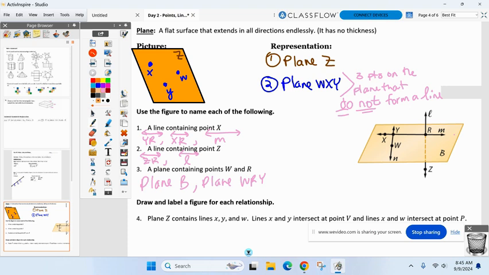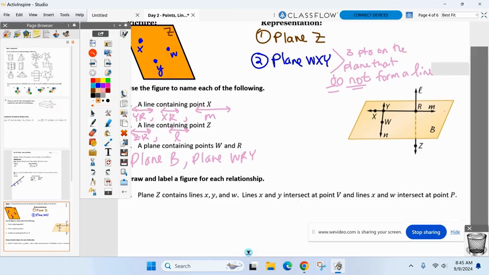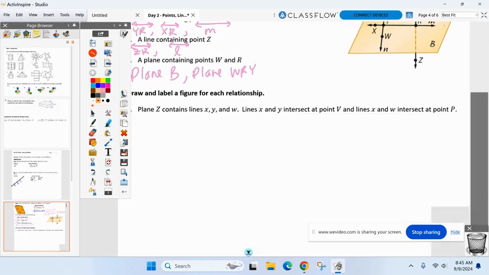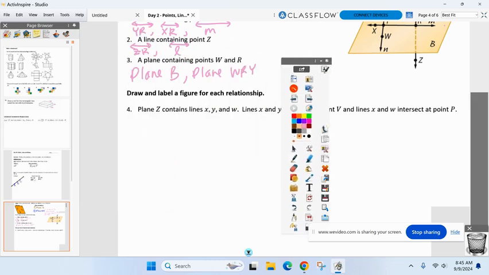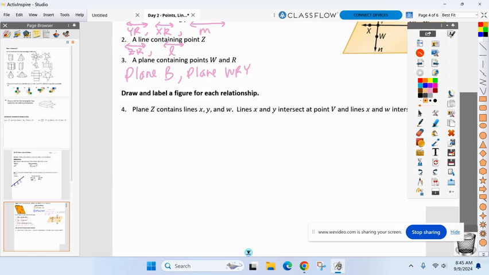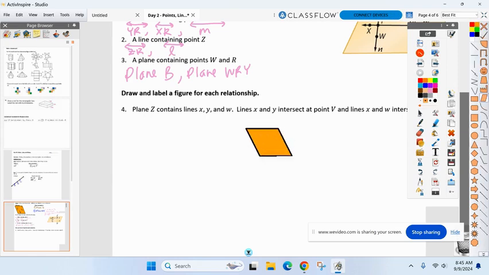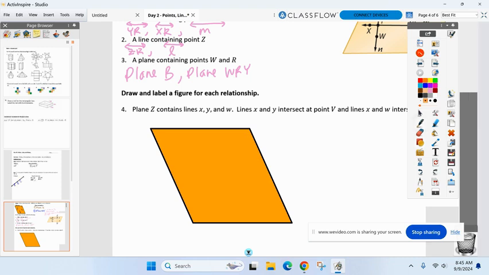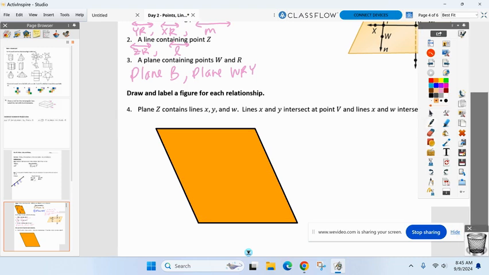We're going to do this next one together. Any questions? All right, now we have to draw our own picture. So I'm going to take this one little piece at a time. Ready? Plane Z. Draw it. Give me plane Z. Notice I just gave you a capital letter, so we should know where that goes. We're going to build this one together so there's no issues. Okay, everyone's got plane Z.